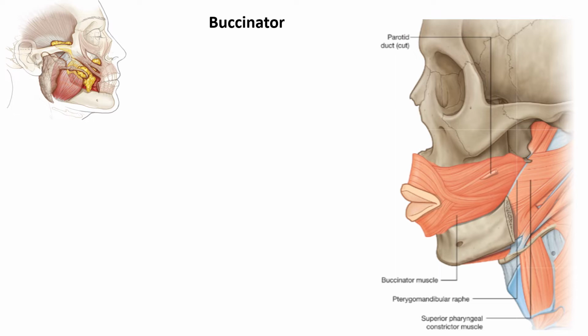So let's form the area around the oral cavity. So this would be the maxilla, which is forming the upper jaw.